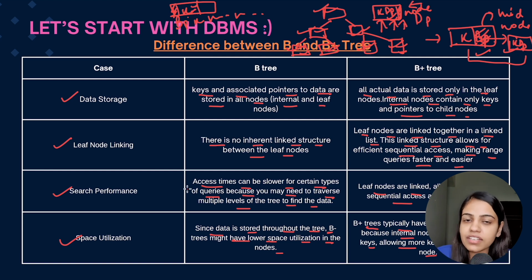Often B plus tree is mostly used in many cases because the search performance is very good. We can use it for range queries. Again, the way in which the data is stored is also very optimal because you only need to go to the last or the leaf node and search for your particular data rather than traversing the entire tree. So this was all about this video.